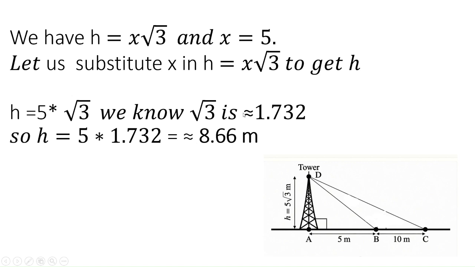But we know root 3 value as 1.732. So h is equal to, that means the height of the tower is equal to 5 into 1.732. That means approximately it becomes 8.66 meters. This is the height of the tower. Height of the tower is nothing but 8.66 meters. Just by applying the simple trigonometric formula tan theta, we are able to find out the height of the tower. Did we find it out? Yes, finally we found the height of the tower as 8.66 meters.